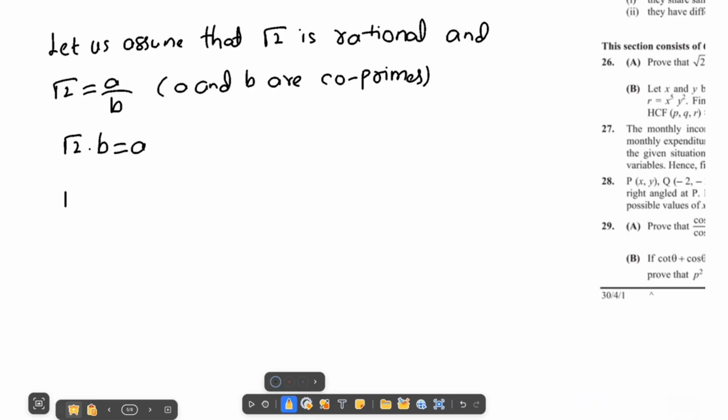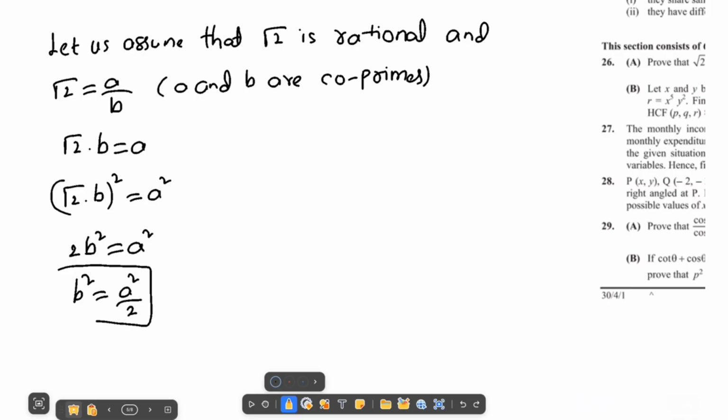Now squaring on both sides, root 2 into b whole square is equals to a square. So root 2 whole square is 2 and b square is b square. So therefore it is equal to 2b square is equals to a square. Send 2 to the right side. Now b square is equals to a square by 2.